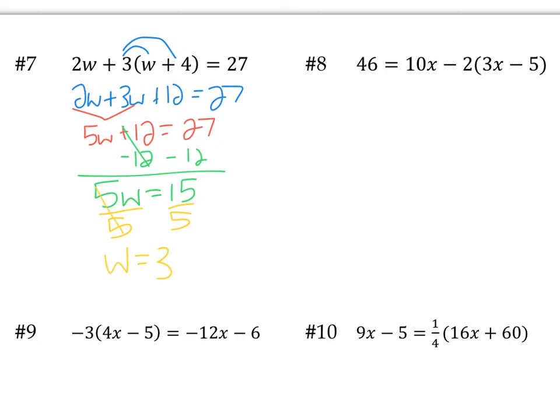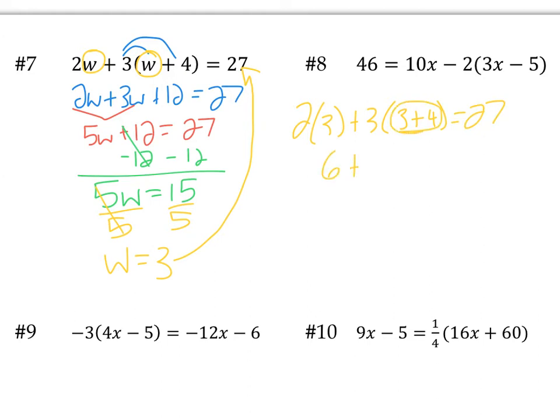Remember, if you're going to check that, go back up here, plug it into the original equation for both places where you have a w. Okay? When you check this, it would look like 2 times 3 plus 3 times 3 plus 4 equals 27. Then we'd have 6 plus, in the parentheses here, 3 plus 4 is 7, so 3 times 7 would be 21 equals 27, and we get 27 equals 27, which checks. So we know that's a correct answer.